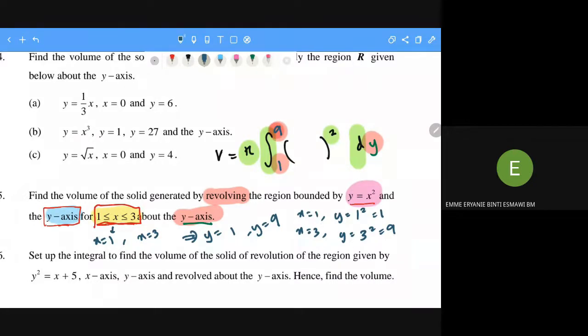Okay, so dekat sini kita letak 1 and 9. Okay, and then now what should we write here as our function? Kalau it's in terms of y, maksudnya dalam sini pun mesti in y. Janganlah letak x square sebab kita nak integrate y. Okay, so pastikan when you want to integrate, you must have the same unknown here. Okay, right. So maksudnya this one must be changed to y first.